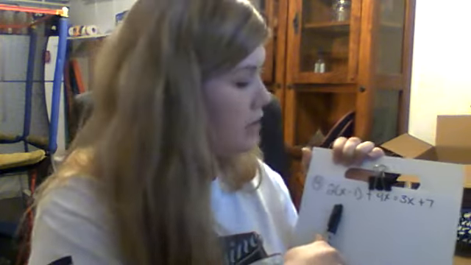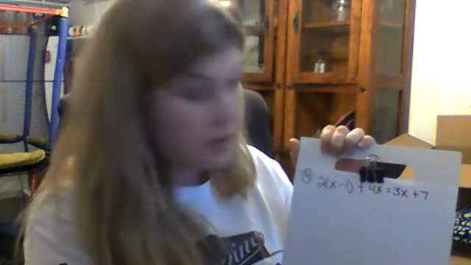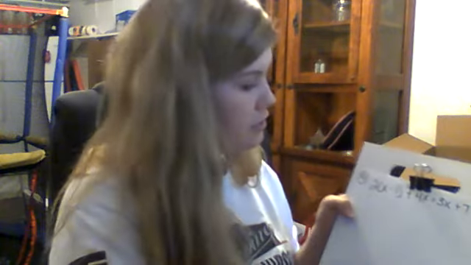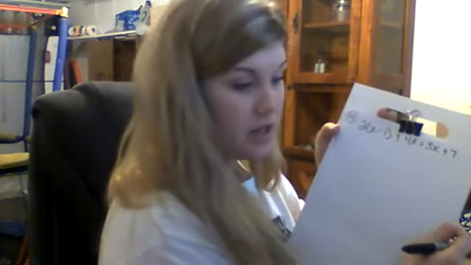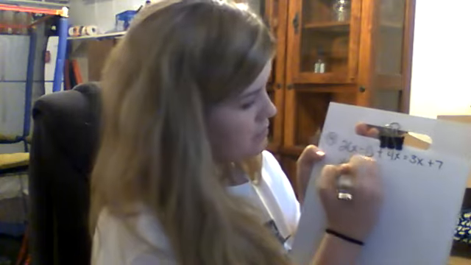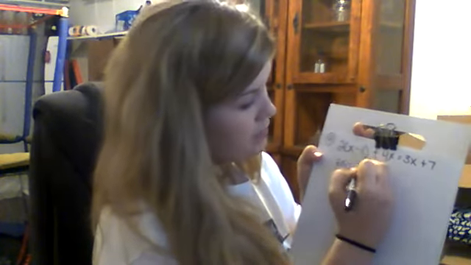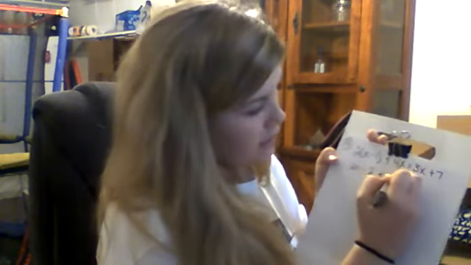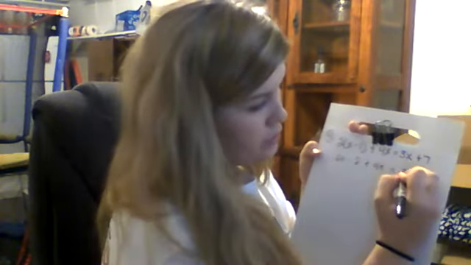And this one's going to have some distributing in it. So we have 2 times (x minus 1) plus 4x equals 3x plus 7. So what we need to do first is distribute and go ahead and simplify each side. So let's start with distributing the 2. So we have 2x minus 2, because 2 times 1 is 2. And then we have plus 4x equals 3x plus 7.